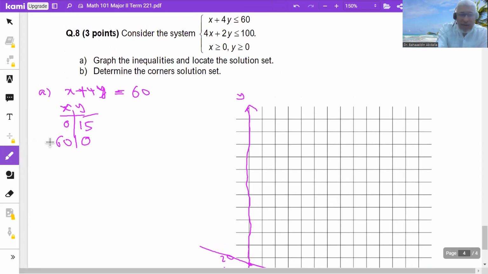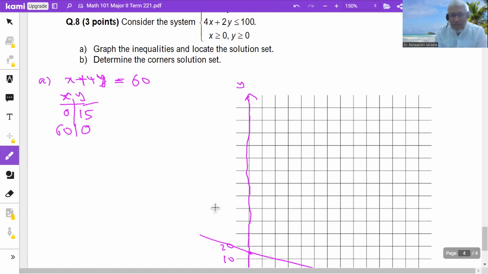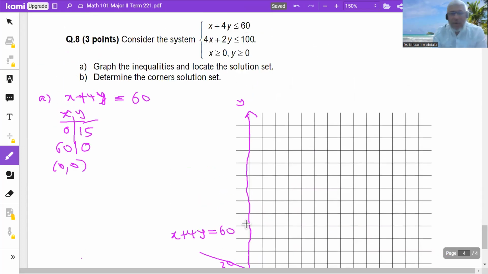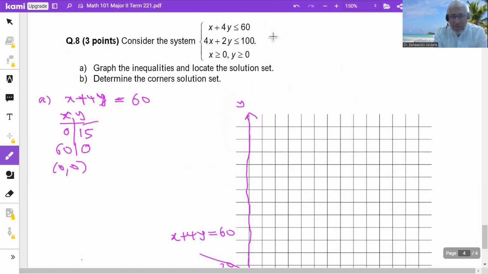Now this is the graph of the line x plus 4y equals 60. But what is the graph of the inequality? The graph of the inequality would be either the half plane above the line or the half plane below the line. To determine which half plane it is, I choose a point. Usually, if (0, 0) is not on the line, it's a nice point to choose. So if I choose (0, 0) and replace it in the original inequality here, 0 plus 4 times 0 will give you 0. This would be less than or equal to 60.